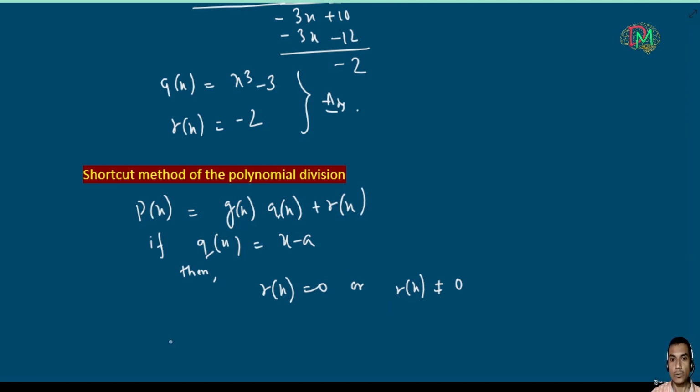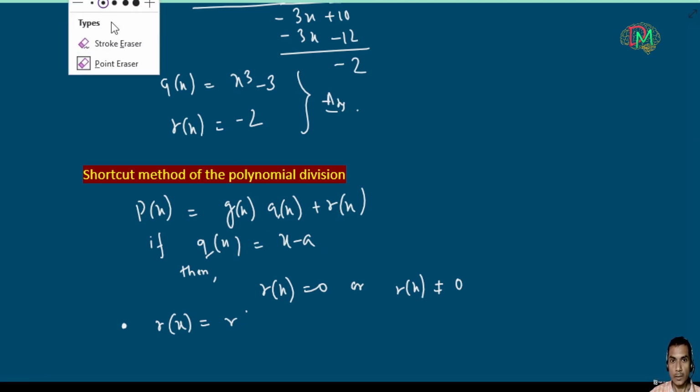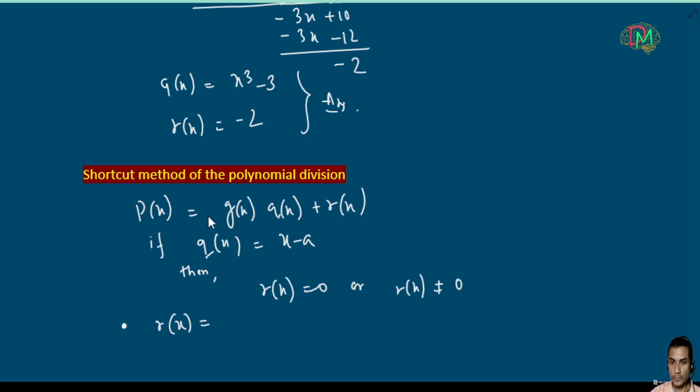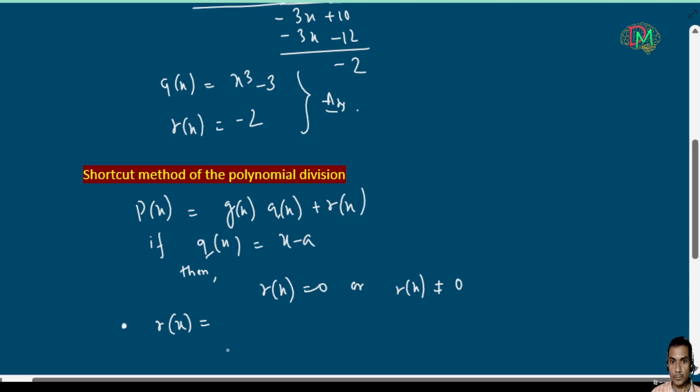Now we can prove that this remainder is always equivalent to pa. Clear? You must remember this. Why? Because pa is always the remainder.